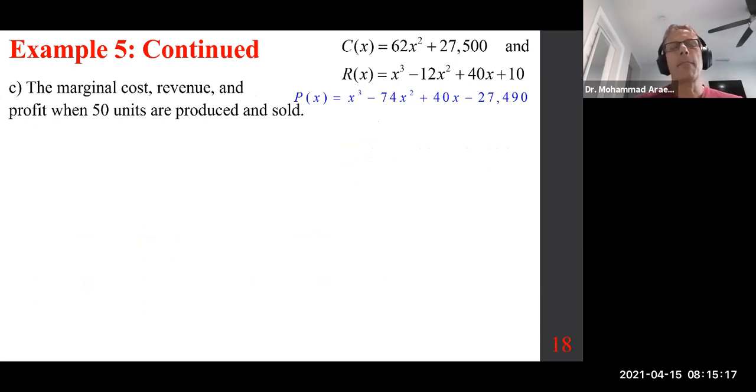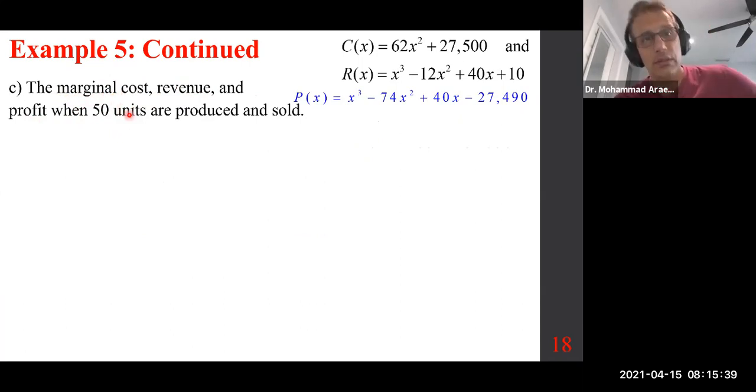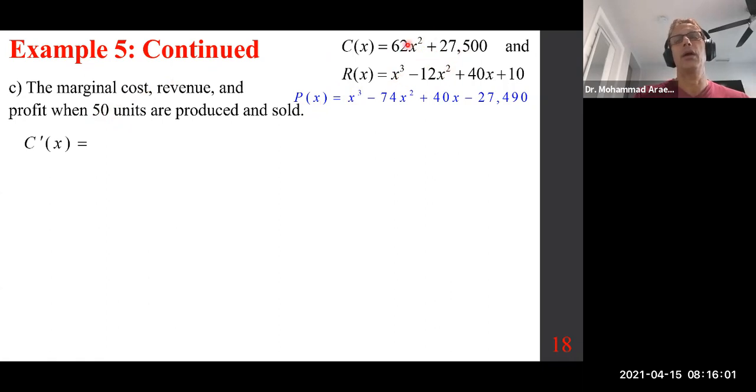The marginal cost. The purpose of this question was to look at this concept known as the marginal cost. Marginal cost, or revenue or profit, the wording marginal refers to differentiation. That's really the bottom line. That's all that matters, and it does have an interesting meaning. So C prime of x, R prime of x, P prime of x, and then we plug in 50. That's really the idea behind this question. Marginal cost: let's find C prime of x. 62 times 2x, okay, 124x. We want C prime of 50, plug in 50, do the math.